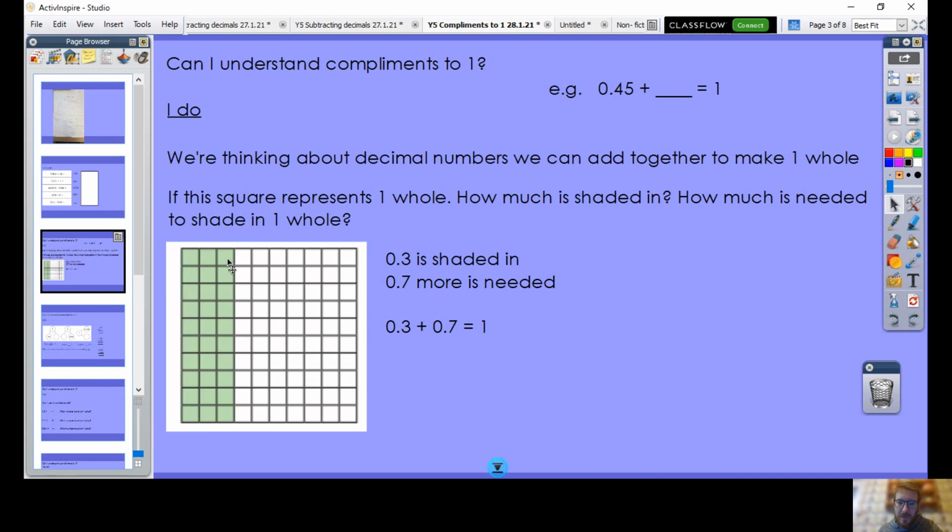So how many more would I need to shade in to make all of it shaded, to make one whole? I'd need to shade in another 7/10. We would shade in another 7/10 and add that to the 3/10 to make one whole. You can write that as a decimal number sentence. We've got 0.3 add 0.7 equals one whole, because that will make our 10/10, which we know is one whole.